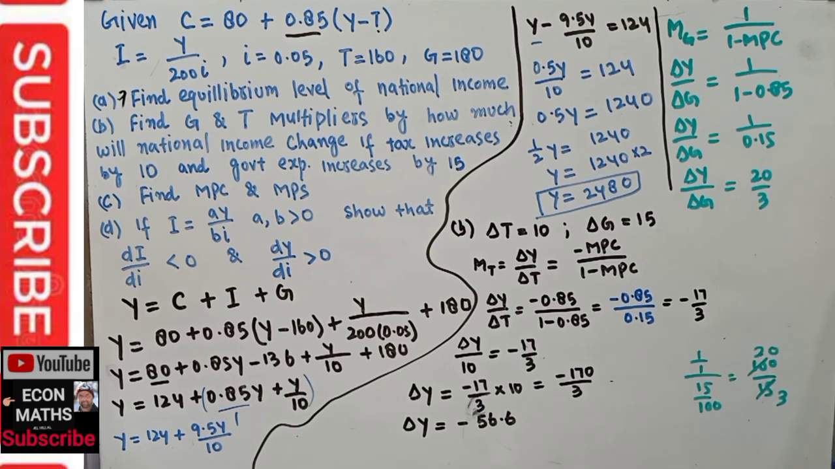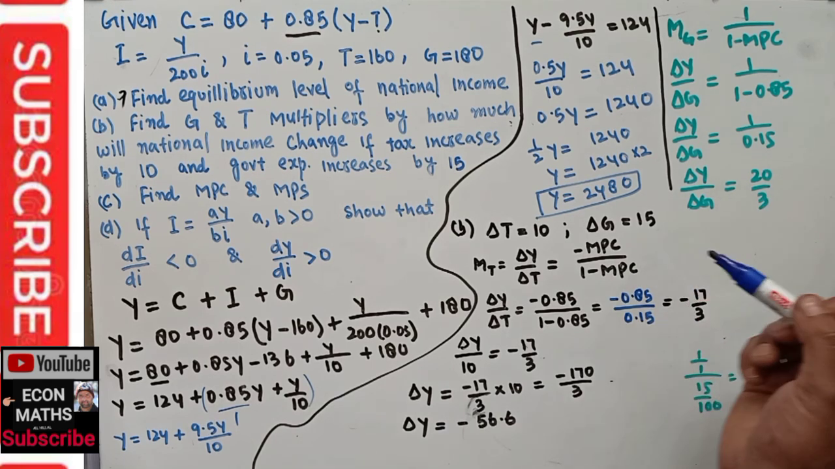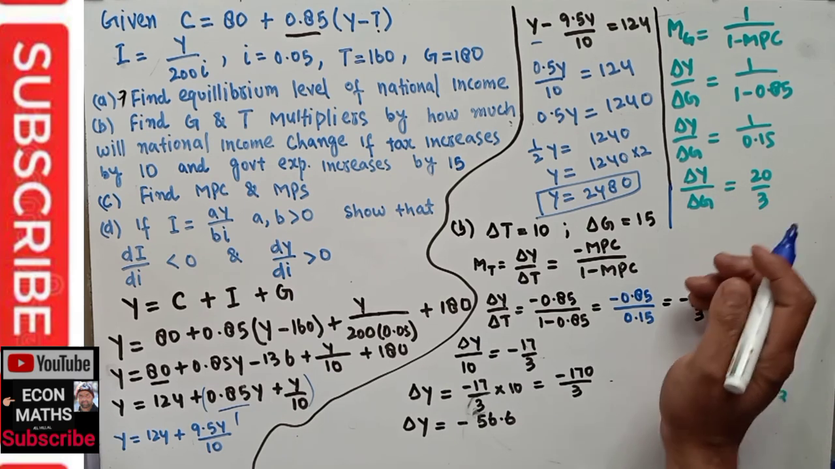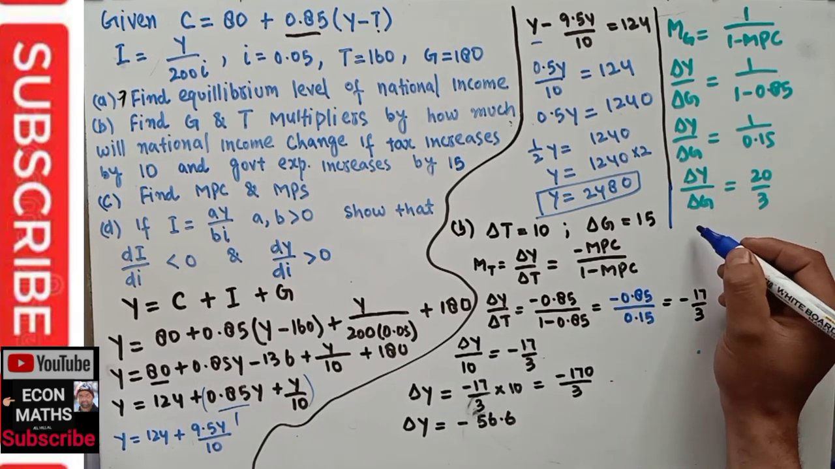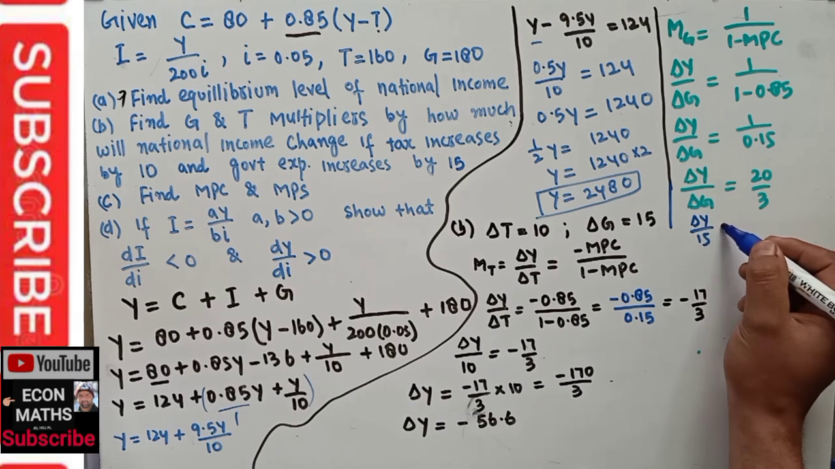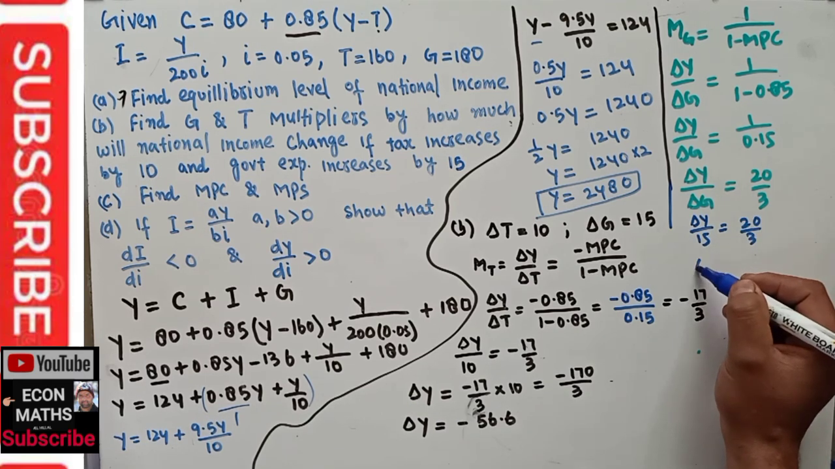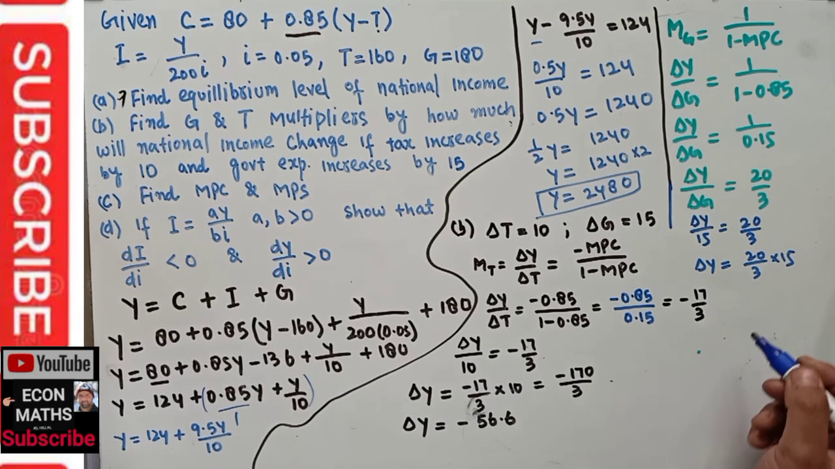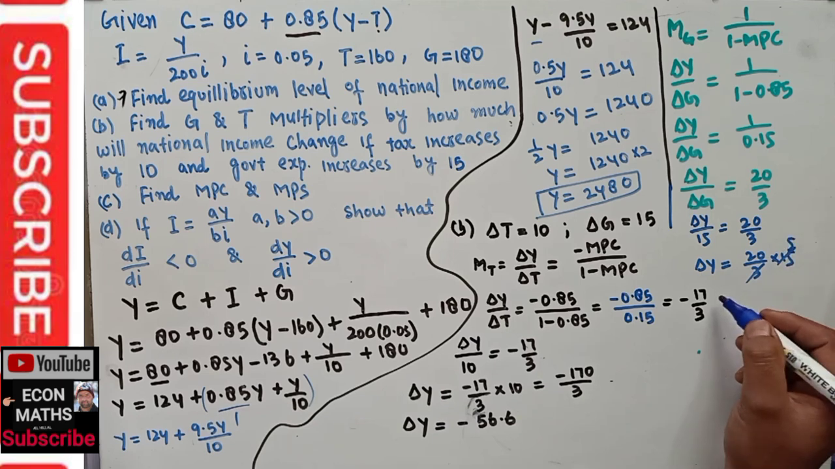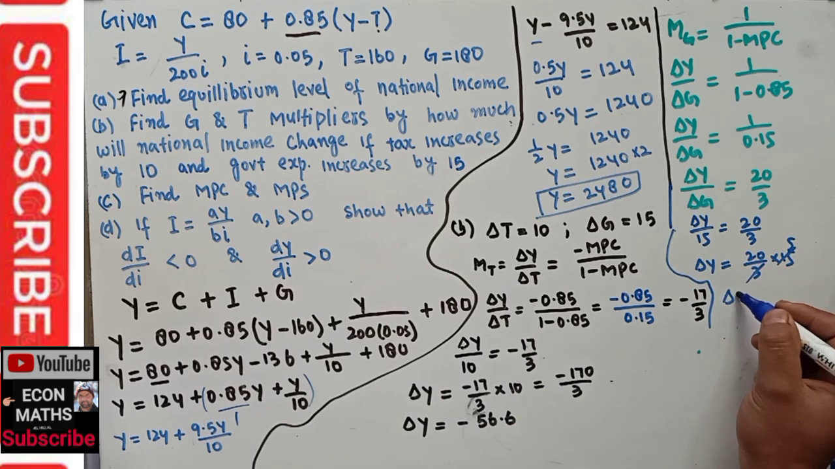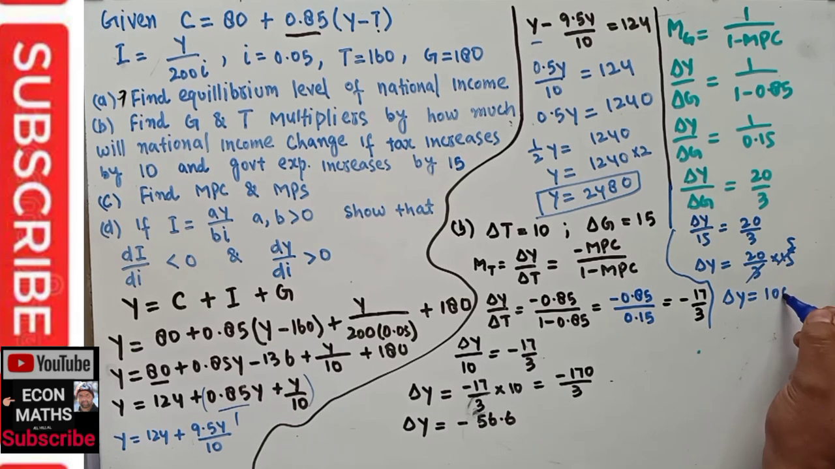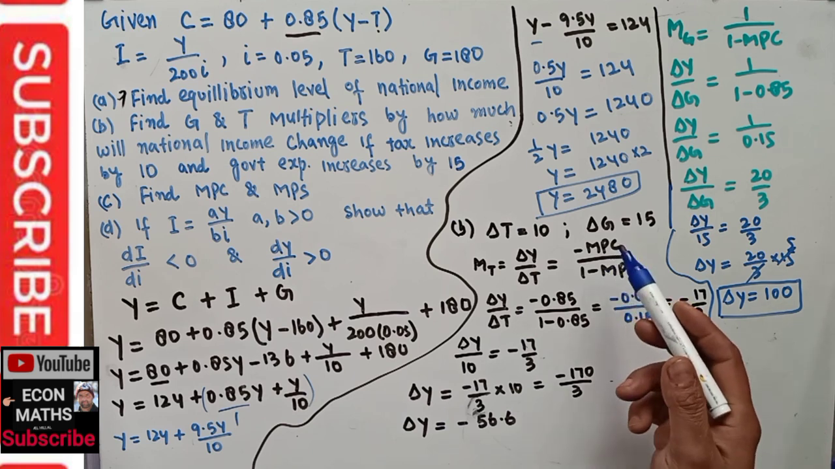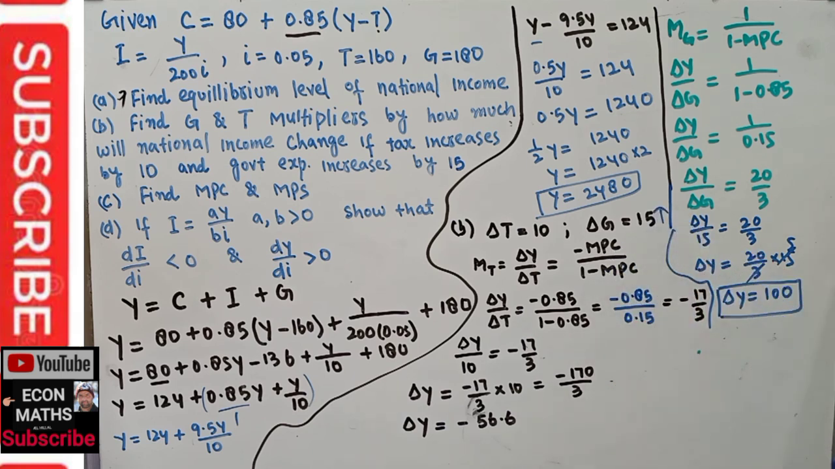Now we are told that government expenditure has increased by 15. That means in place of del G we will have 15. So del Y divided by 15 is equal to 20 divided by 3, or change in income will be equal to 20 divided by 3 into 15. 3 ones are 3, 3 fives are 15. That means change in income will be 5 into 20, which is 100. So national income will increase by $100 if the government expenditure increases by $15, and national income will decrease by 56.67.